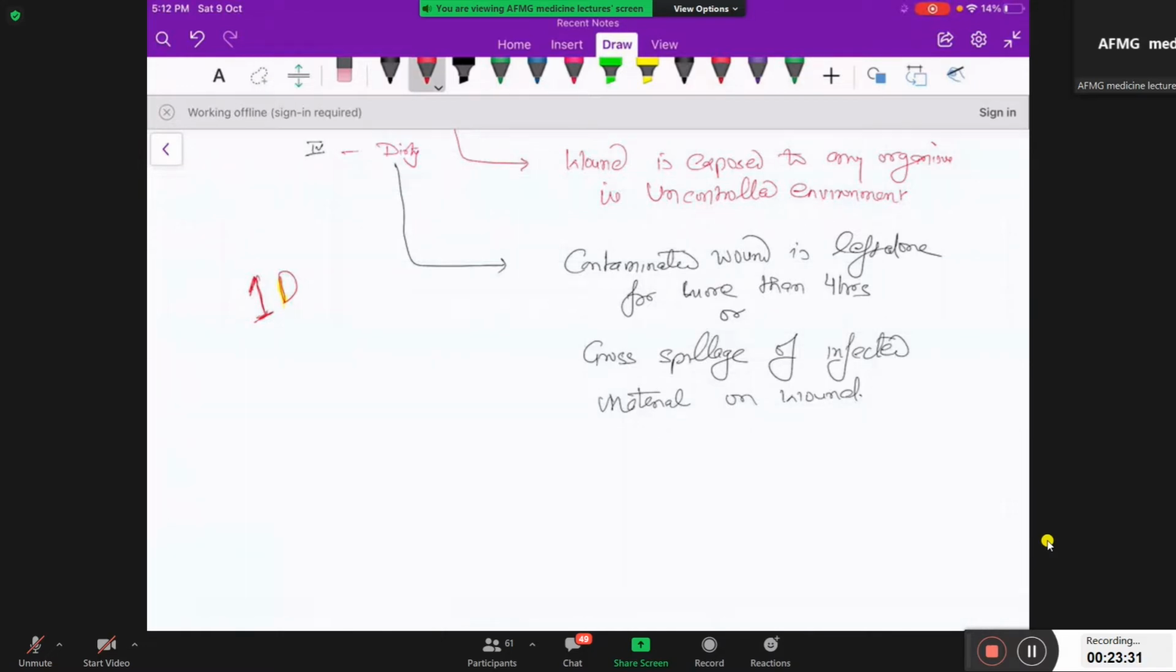One last question. Okay, what type of wound are you going to have when you're doing a tracheostomy in a trauma patient? Emergency tracheostomy in trauma.